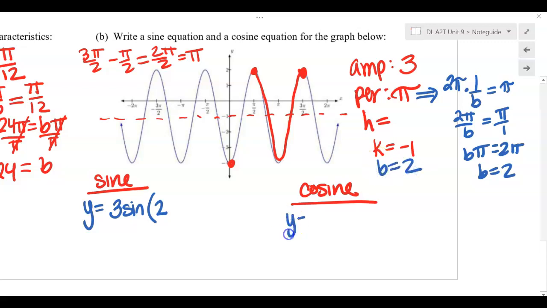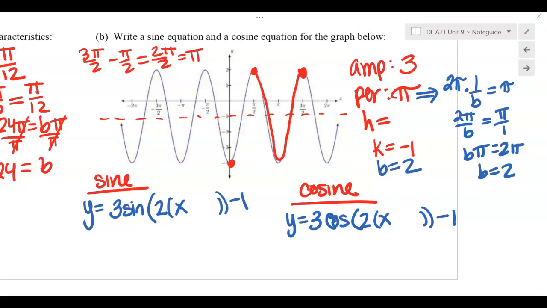And this so far would be true for the cosine also, an amplitude of 3. Sine and cosine have the same type of period, so that works out. They both have this midline, and that was shifted down 1. The only difference for the sine and cosine function is going to be the h value. You have to visualize the function.